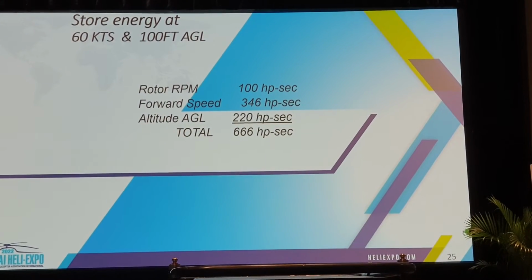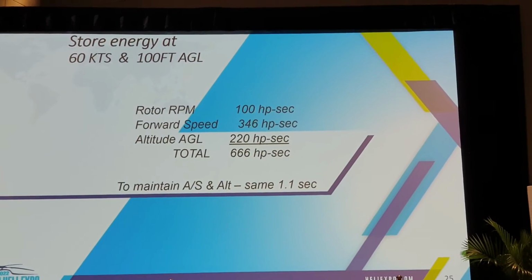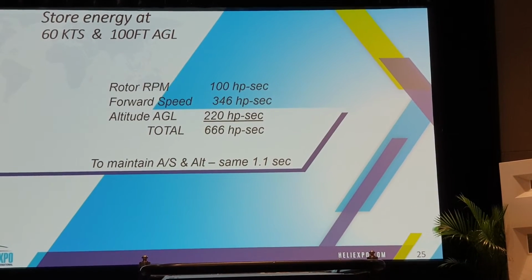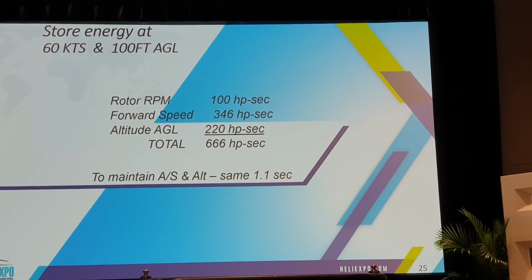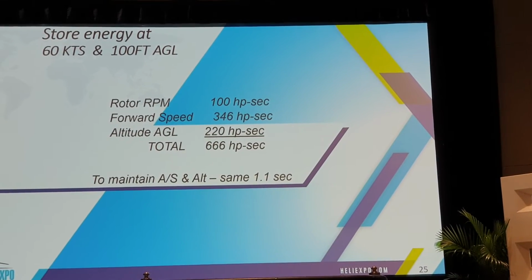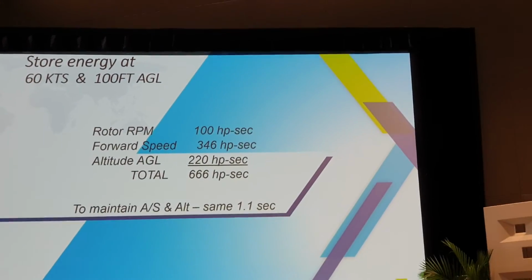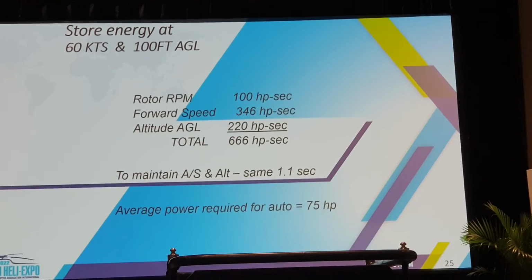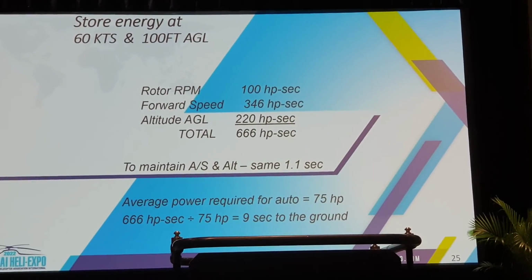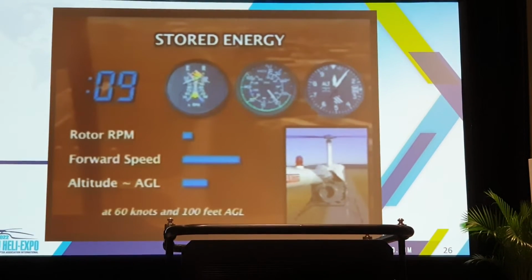Substantially less. Now, if we want to maintain airspeed and altitude on the entry, it'd be the same as our previous example, because the only place we can get energy is our rotor. We only have 100 horsepower seconds, so it'd be the same 1.1 seconds. However, if we give the pilot all 666 horsepower seconds to use, things are going to happen a lot quicker. Now, it'll be just 9 seconds before the aircraft is on the ground. And you'll notice here, things go a lot quicker.